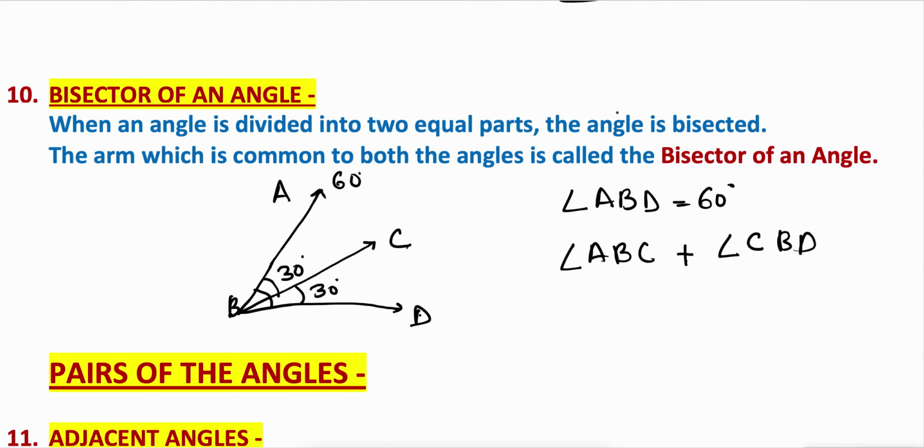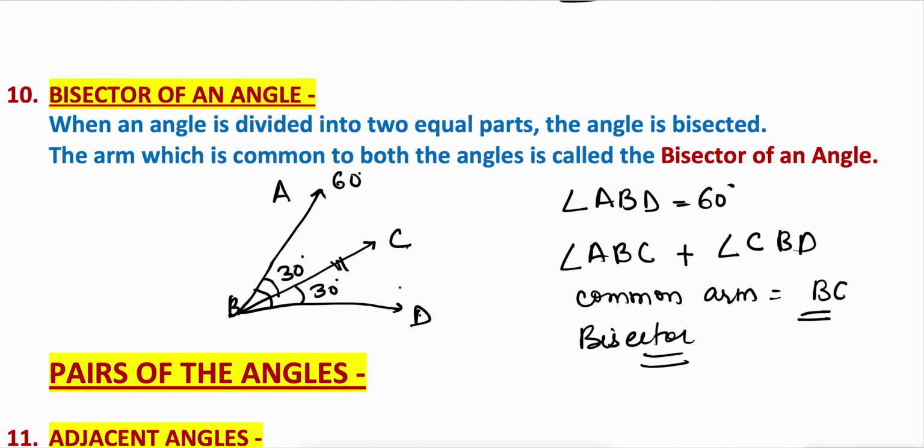When the angle is divided into two equal parts, the angle is bisected, and the arm which is common to both the angles, which arm is common to both the angles? Angle ABC, here BC, and CBD, arm BC. So the common arm here is BC, and it is called the bisector of the angle. Bisector means it is dividing or bisecting the angle ABD into two equal parts.